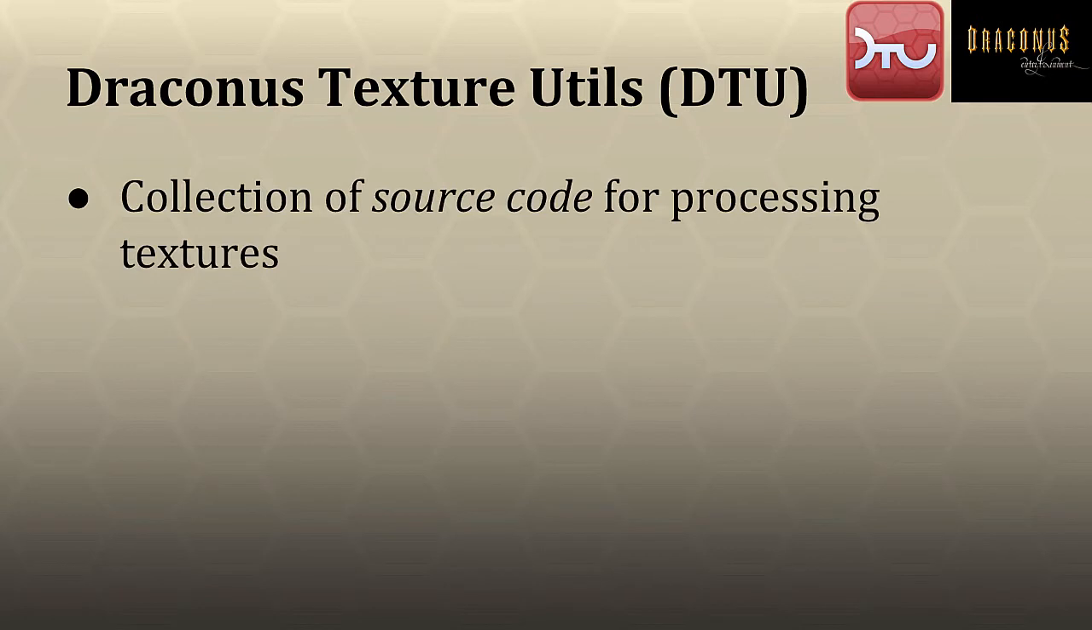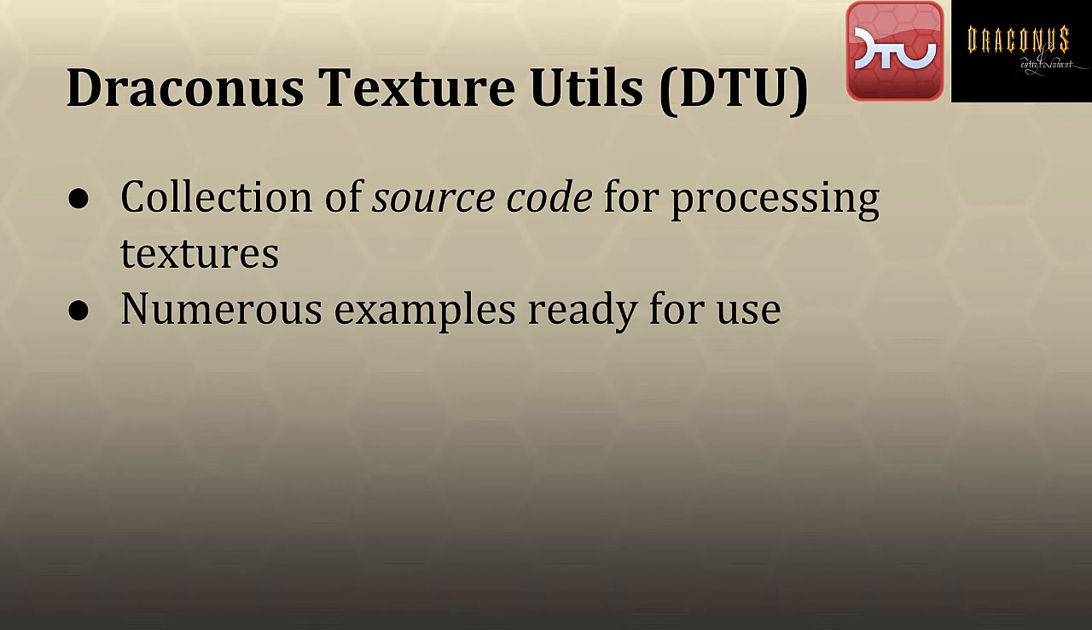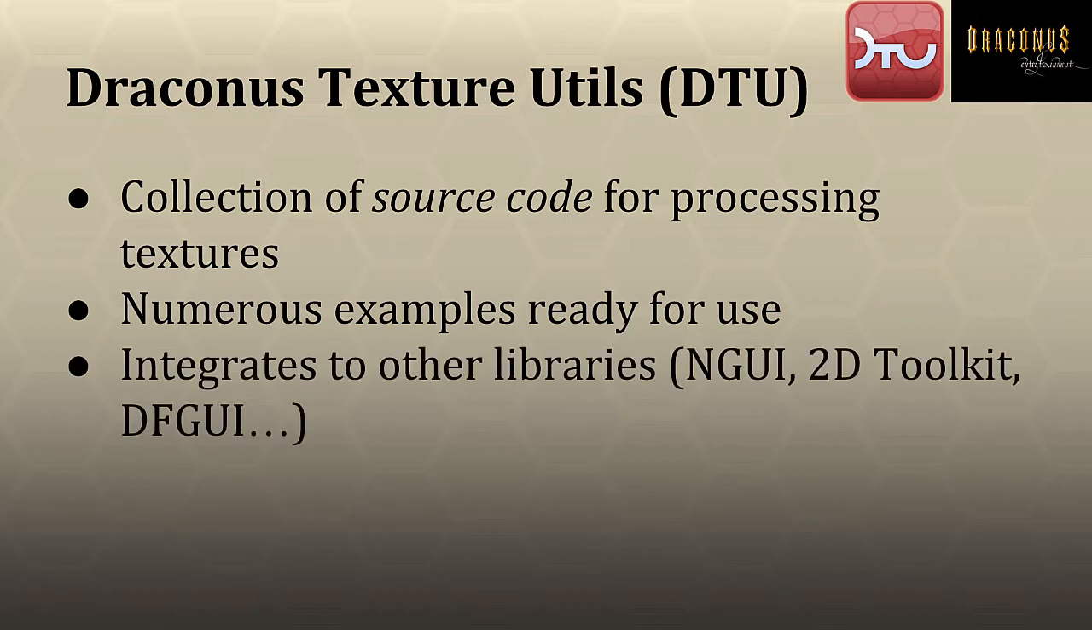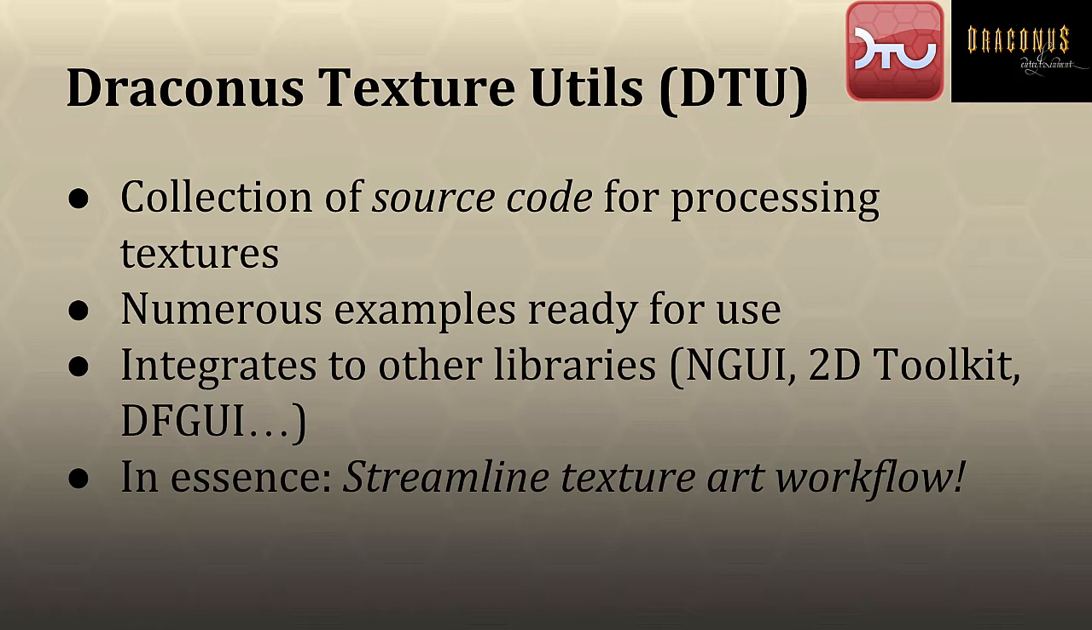DTU is basically a collection of source code for texture processing utilities: slicing textures, generating atlases, processing normal maps and bitmap fonts, reading PSD files, and so on. DTU has numerous examples and it integrates to other Unity third-party libraries such as NGUI, 2D Toolkit, DFGUI, and Futile. Integration is done either directly in DTU or using TexturePacker format. The main purpose of DTU is to help you to streamline your texture art workflow.